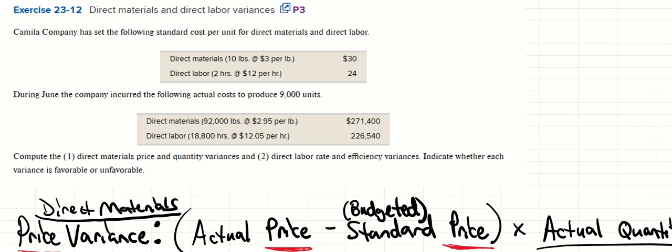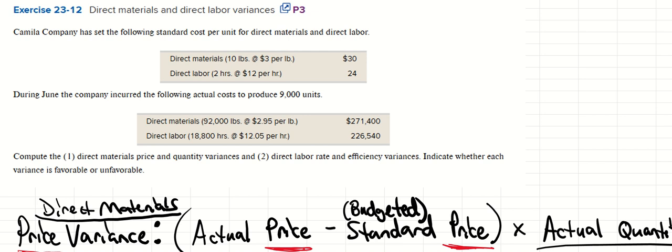Practice problem number 4, chapter 23. This exercise is in regards to calculating direct materials price and quantity variances and direct labor rate and efficiency variances. And we have to indicate for each variance that's calculated whether the variance is favorable or unfavorable.